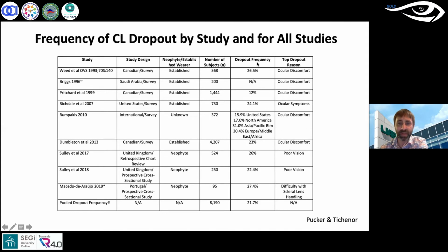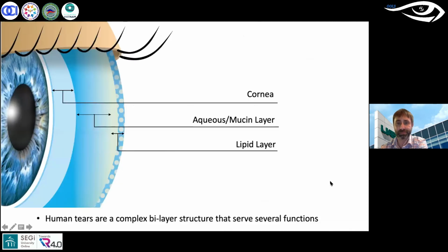And really the aggregate of dropout frequency related specifically to ocular discomfort is roughly 21 or 22%. I know the Pritchard study found around 50%, but there is some variability in the research out there.